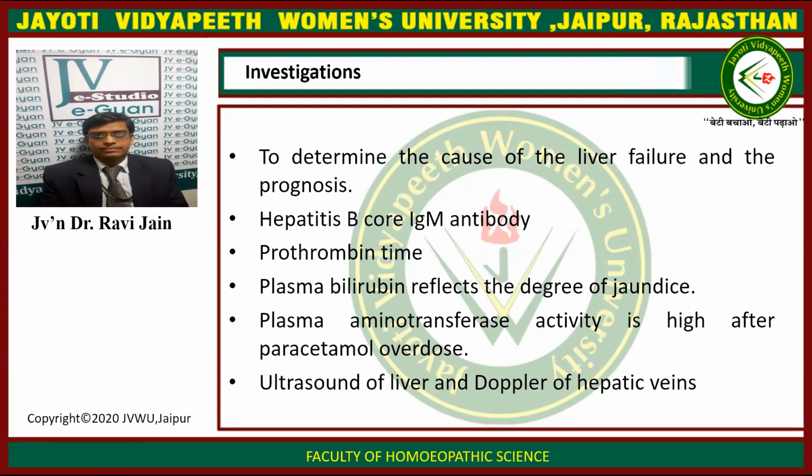Now, what are the different investigations that we have to perform to determine the cause of the liver failure and the process? Hepatitis B IgM antibody, we have to check for. We have to check the prothrombin time. The plasma bilirubin reflects the degree of jaundice. Plasma aminotransferase activity is higher after paracetamol. Ultrasound of the liver and Doppler. This is the choice of investigations.